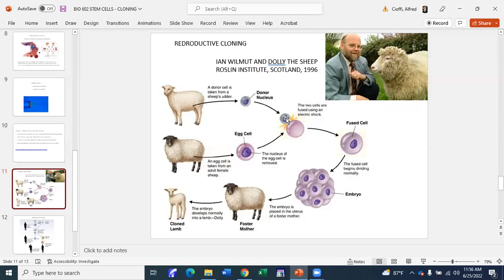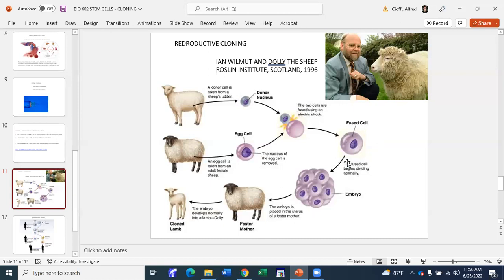So they fuse these two cells together, the enucleated ovum with the somatic cell, to get that nucleus, the somatic nucleus, into the ovum, right? So here's the fused cell. And essentially, this is functionally the same as a zygote, in that it has a somatic nucleus and then the developmental factors in the cytoplasm of the ovum. And this is in the lab. So all of this from here forward is in the lab, right?